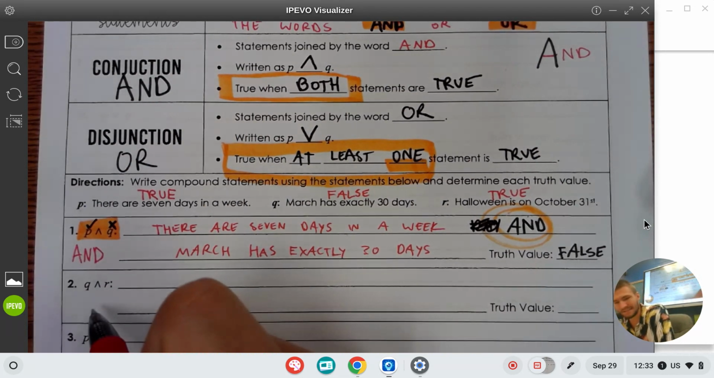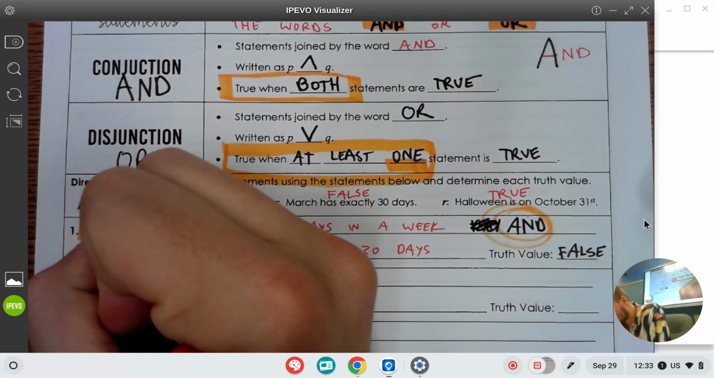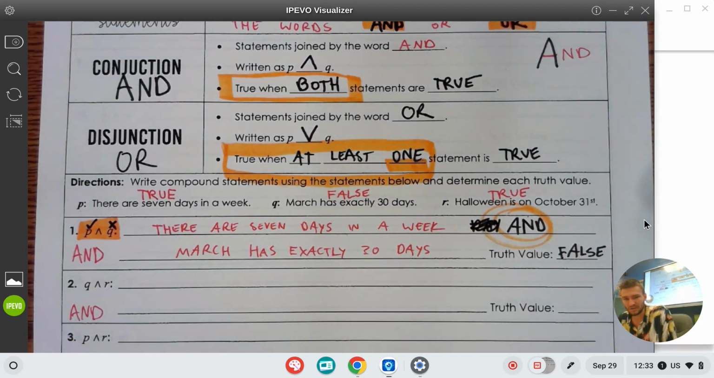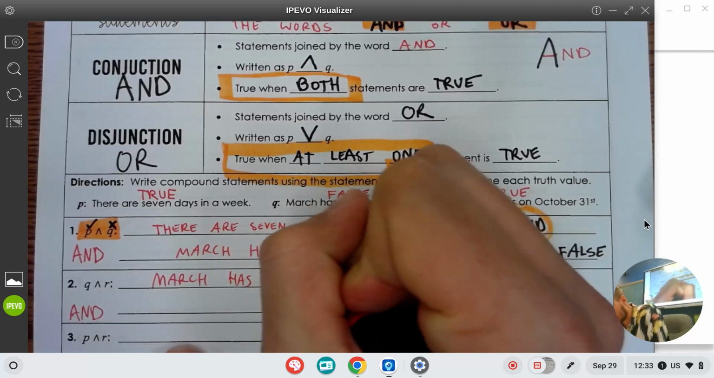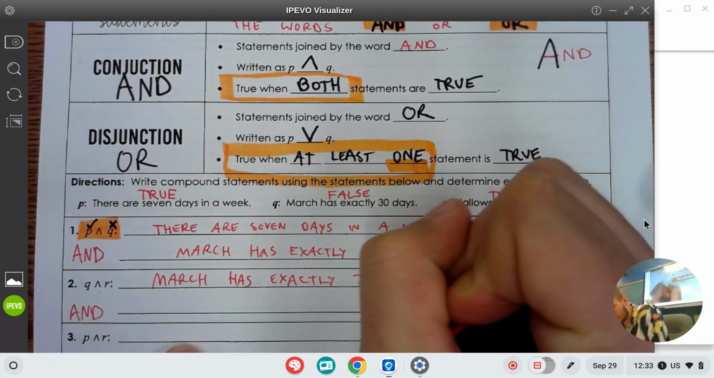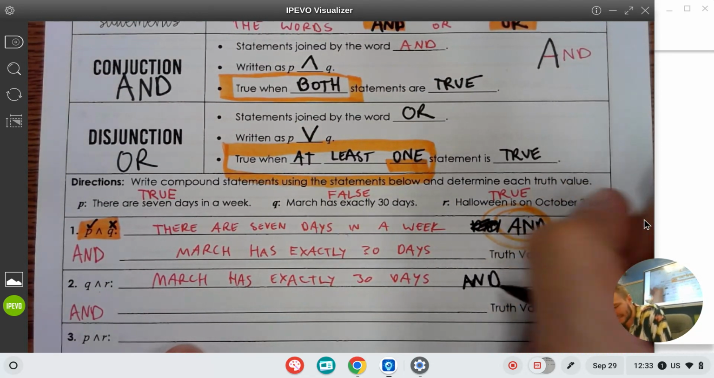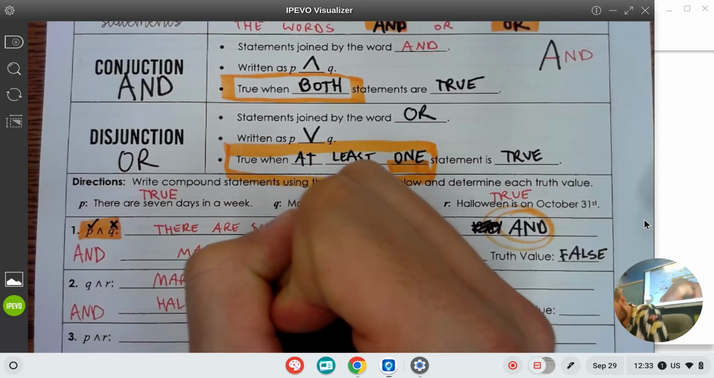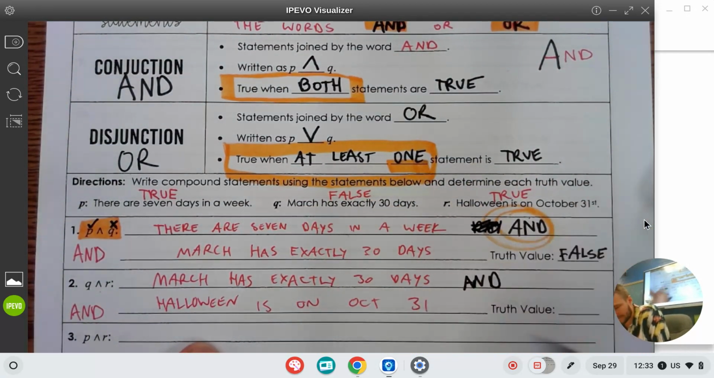All right, we got this symbol again. Is this the and or the or symbol? It's the and symbol. Here's our and symbol. This one is Q and R, so that would be March has exactly 30 days. Again, the important word is and. Also with Halloween is on October 31st.